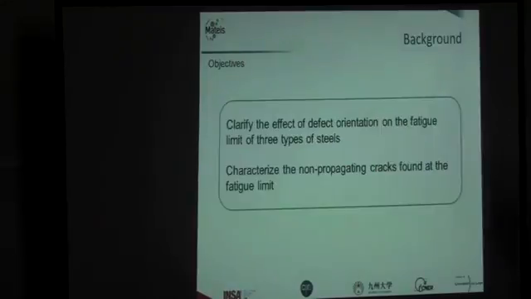And that was the objective of this study. Just clarify if this is okay or not, if material behaves like this. And also characterize the non-propagating cracks found at the fatigue limit.